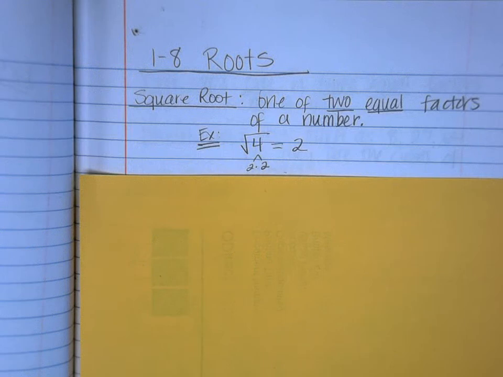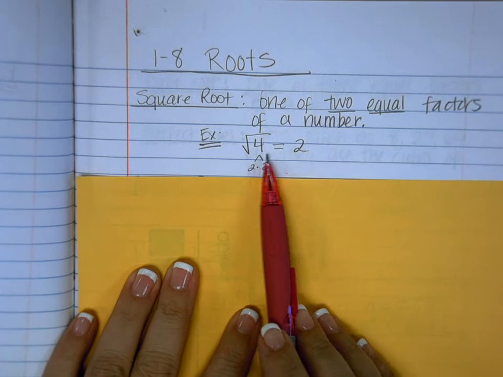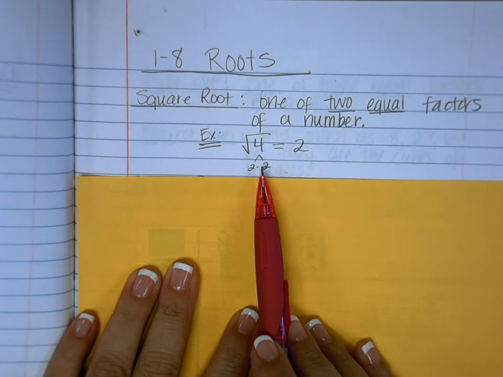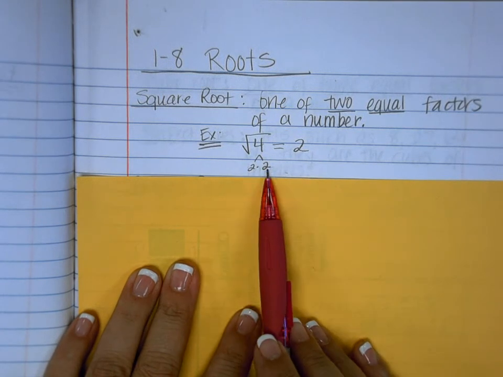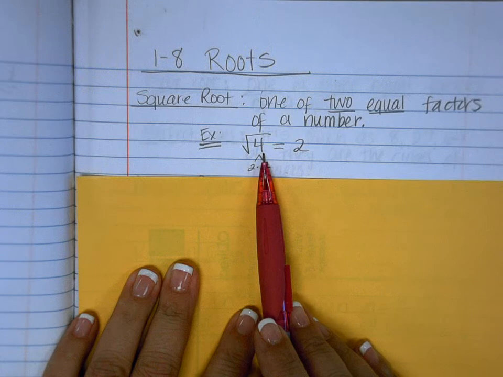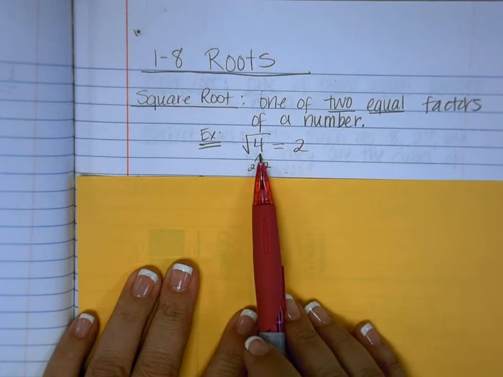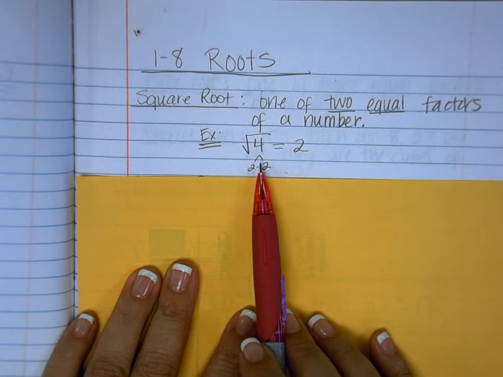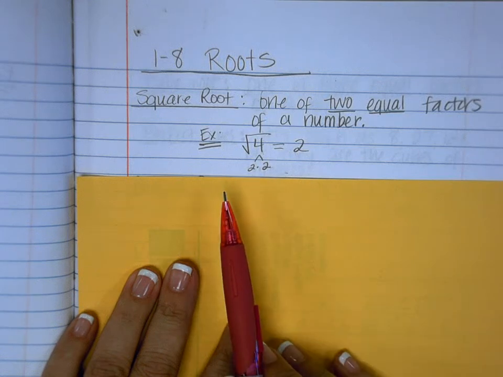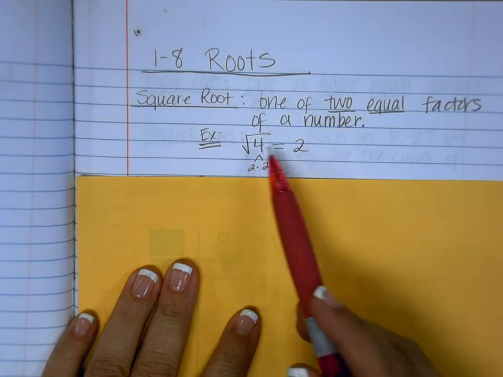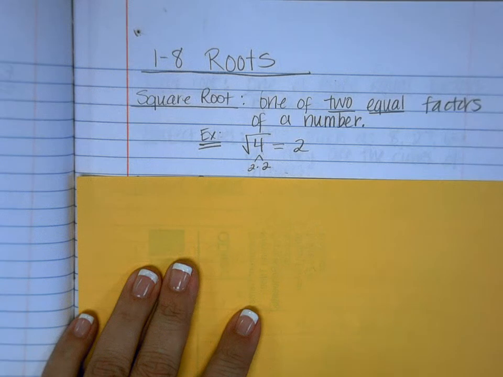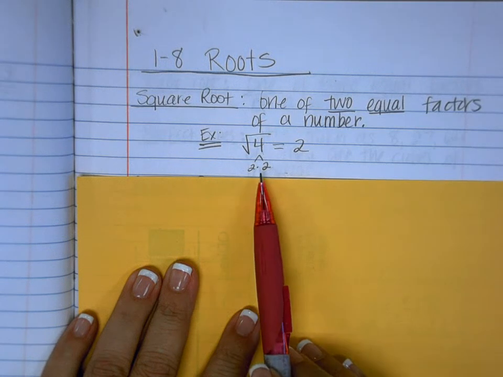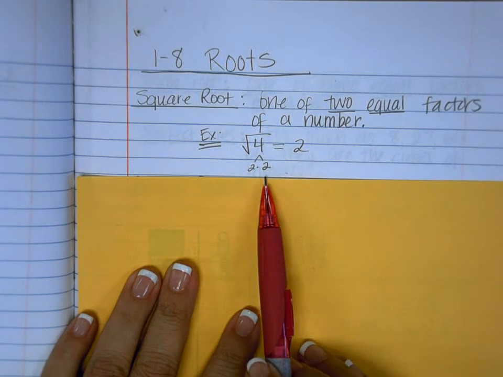So, a square root is one of two equal factors of a number, and the example right here is the square root of 4 equals 2. The 2's are the equal factors of 4. These little lines, I think you've used these before in elementary, but we call them factoring trees. And sometimes if you have a real big number, we just keep factoring. Raise your hand if you've seen this factoring. Good. So that's not new stuff.